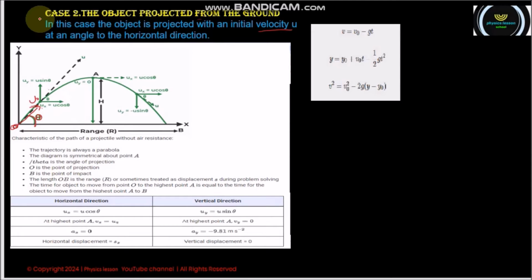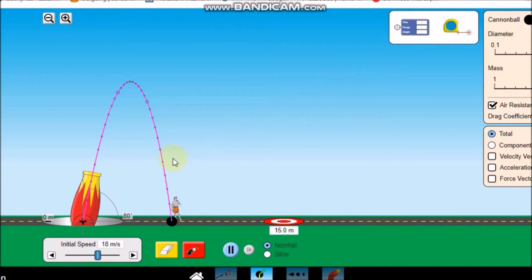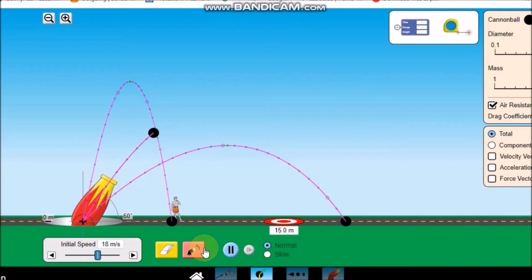Let me show you one simulation, then we start to derive the equation. Here is a simple simulation. Look, we have this angle. Now we have an initial angle of 80 degrees. We can also make it 60. We can make it less than 60, 45 like this, and we can project. Look, you see, at 60, for example, how the projection looks.